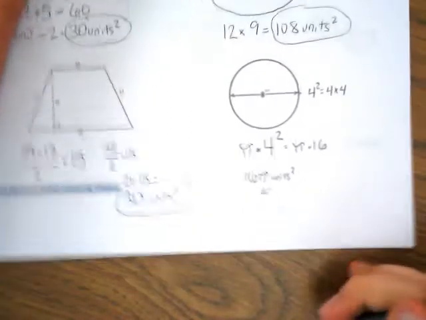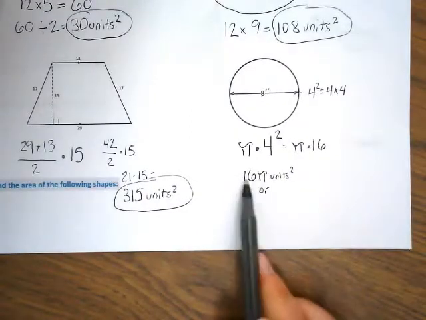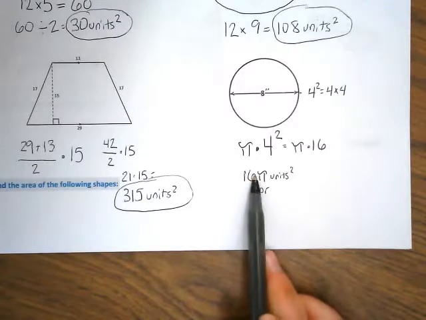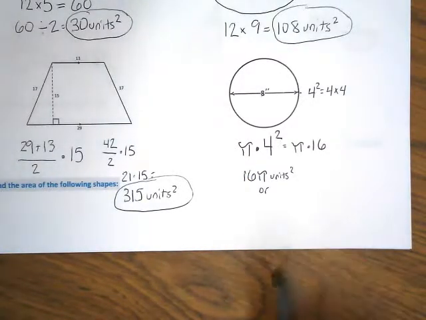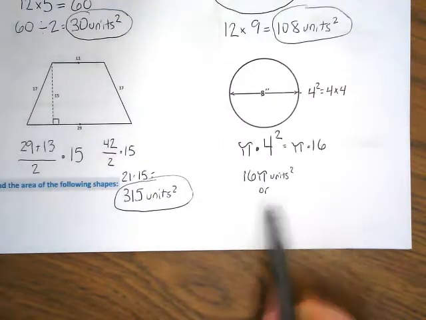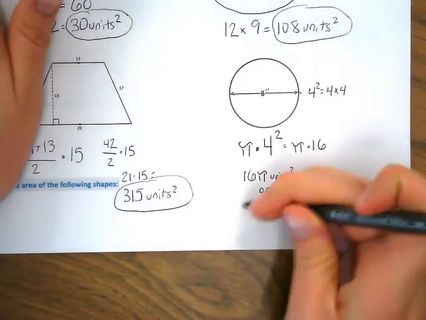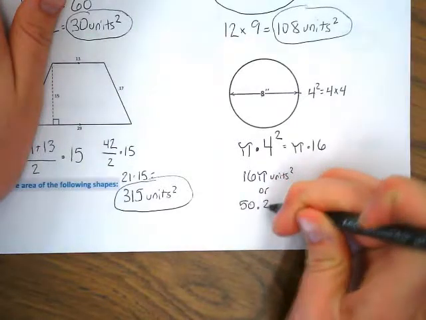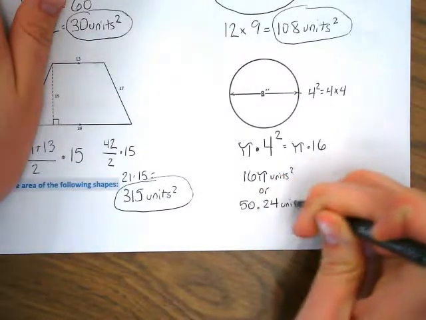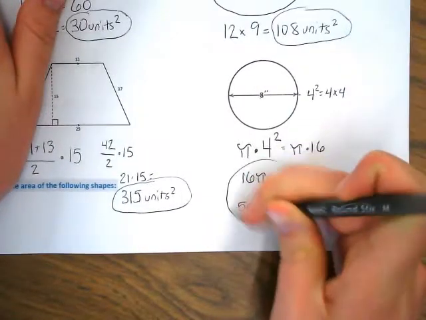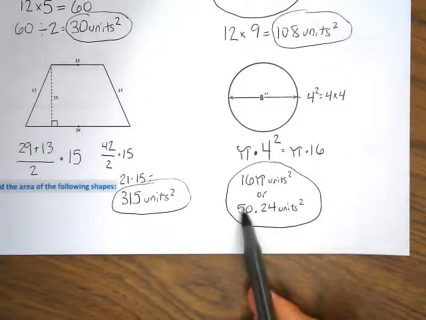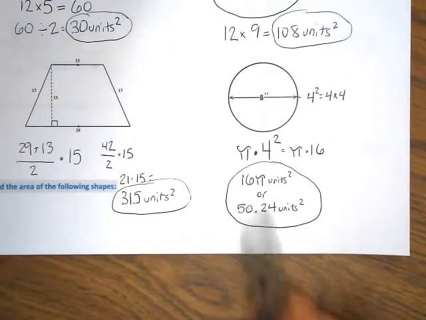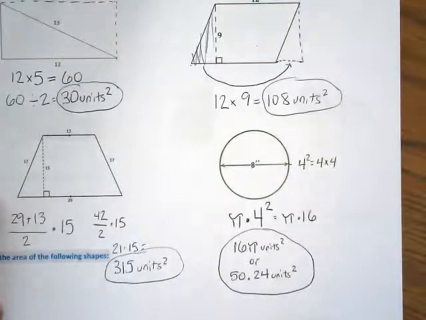Or what other mathematicians do is they actually plug into their calculator 16 times, and then they estimate, do 3.14. And so if we did on our calculators 16 times pi, we would get 50.24 units squared. So some mathematicians like to leave it 16 times pi. Others like to multiply it out and estimate. And that's how we find the area of those four figures.